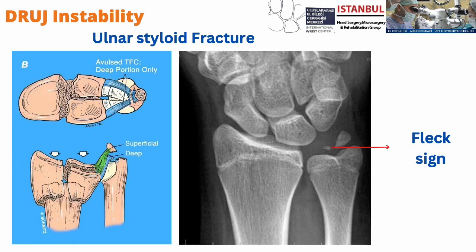The deep component of TFCC is very important for the DRUJ instability. The avulsion fracture of the deep component of the TFCC may show as the fleck sign in the X-ray.